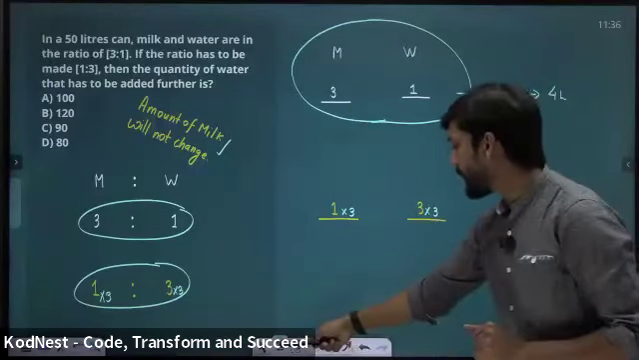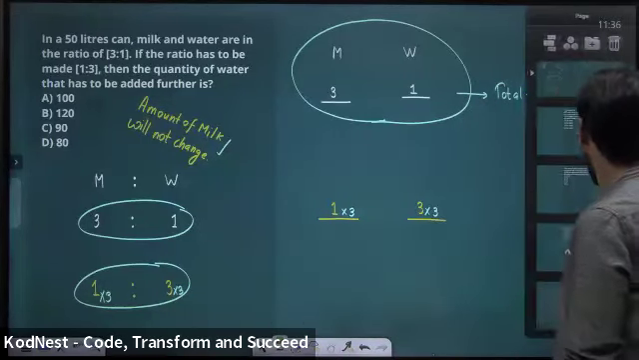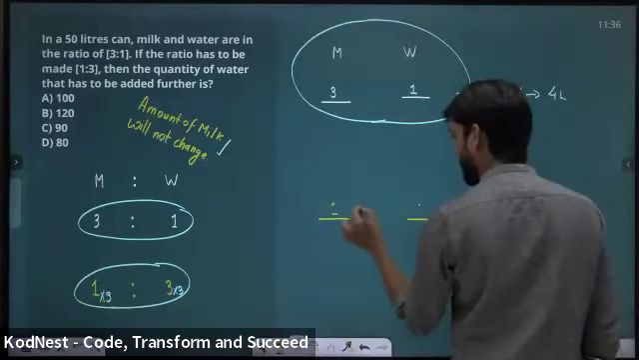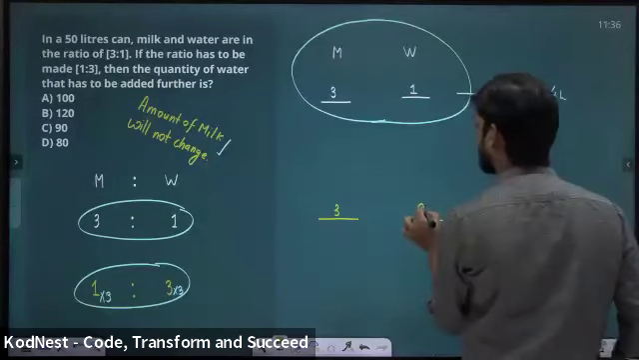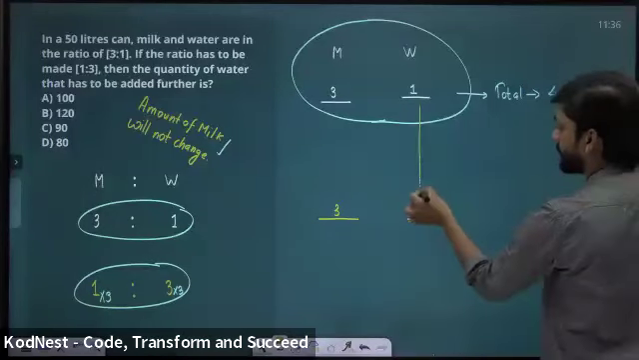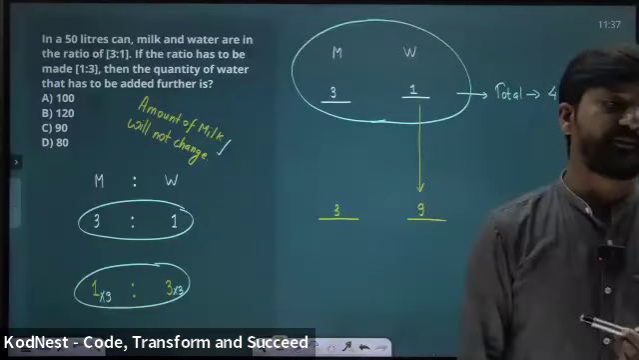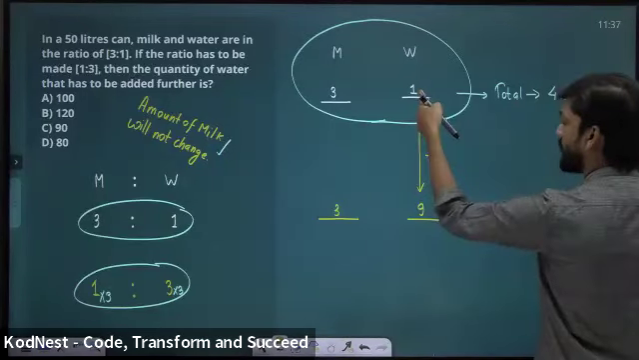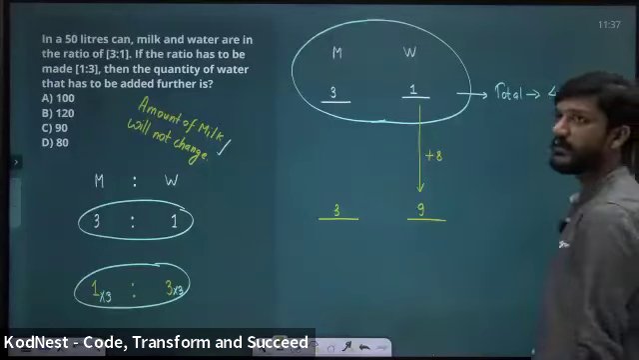All right. Before I do the multiplication, just answer one more thing. 3 and 9. All right, milk is the same. How much water are we adding? If you answer 8, this is 1, this is 9. So we are adding plus 8. So 8 liters of water we are adding.